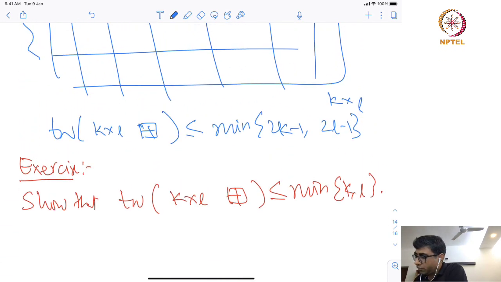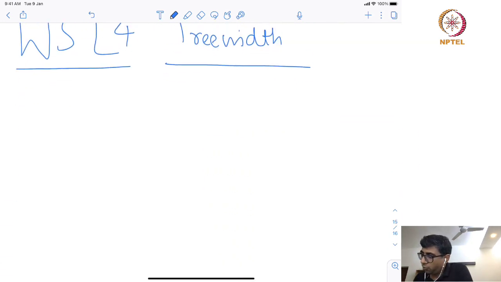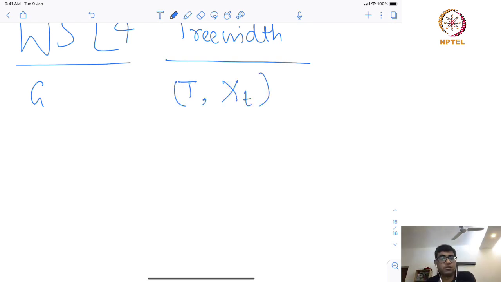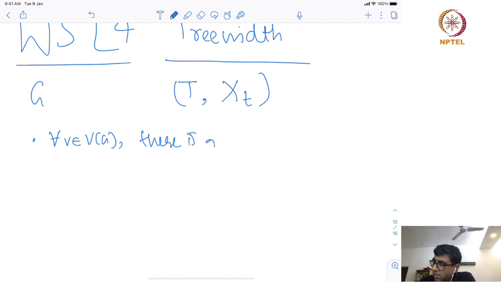So, just for a recall, what was the tree decomposition of a graph G? It was a pair T and a set of bags x_t associated with every node in T, with the property that for every vertex in V(G) there is a bag that contains it. Similarly, for each edge, there is a bag that contains both its endpoints.